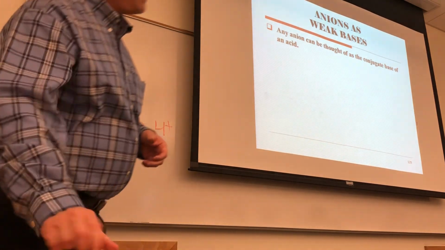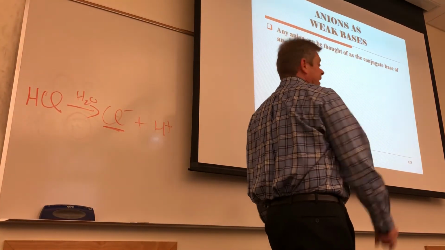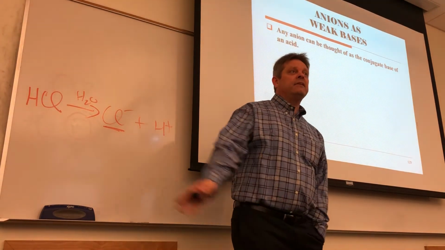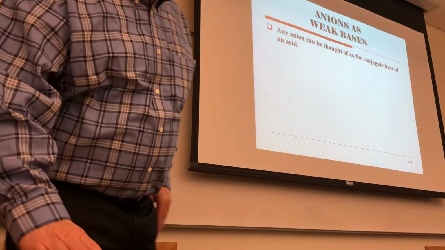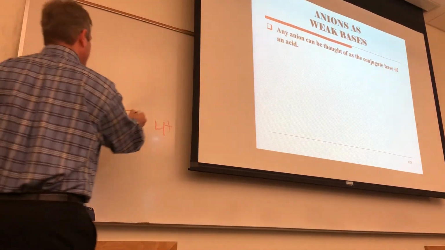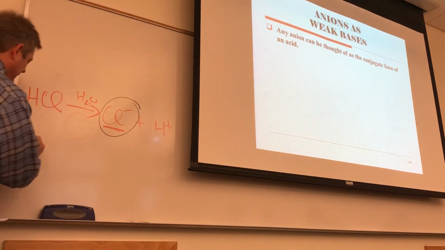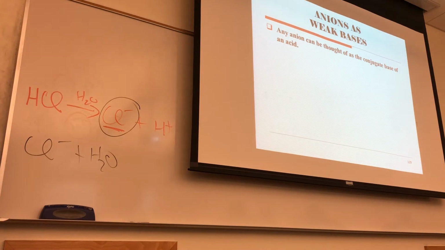So any anion can be thought of as a conjugate base off an acid. That's essentially what I'm saying here. But that's not the interest. That's obvious, even though it's never been stated that way. But what the interest is, if I take this and I just put that into water, now what happens? Does that change what's going to happen to the system?